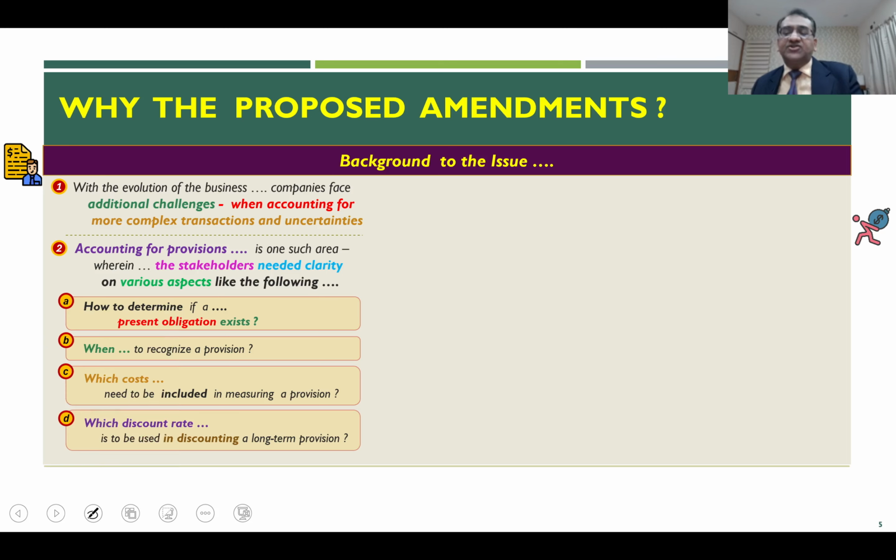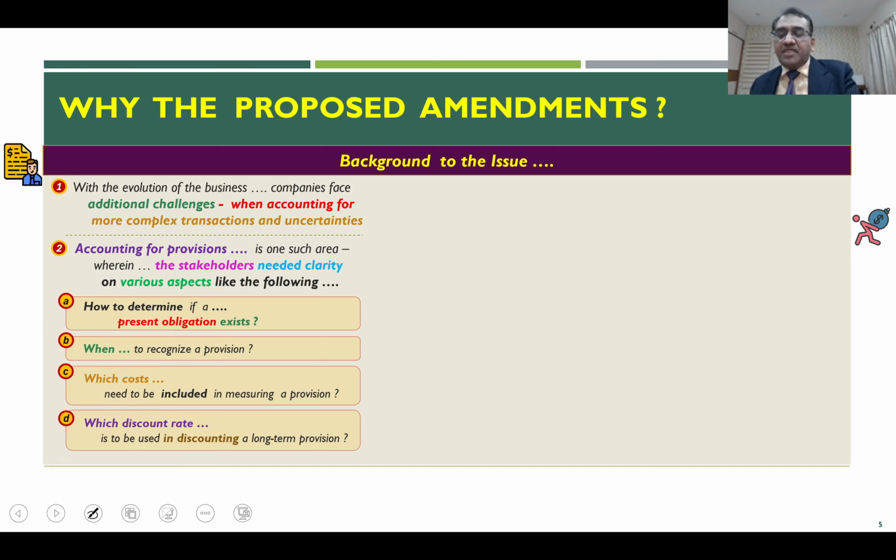Also, the related question is, okay, having determined what is the point in time when the provision is to be recorded, the next logical question is quantum. How much? Which of the cost elements need to be included while measuring the provision? So these two questions were in terms of the existence and the timing of the recognition of provision. This third question is quantum. How much you need to record? What costs need to be included as part of the measurement of the provision? That is another area wherein stakeholders needed more clarity from the standard setters.